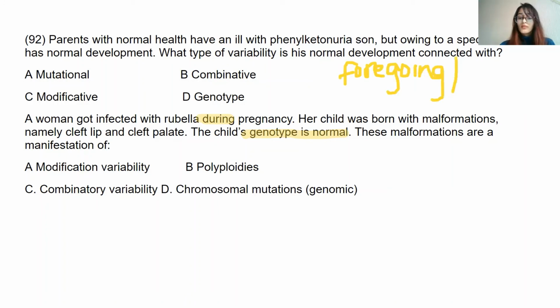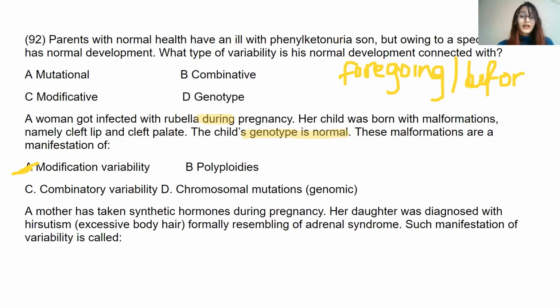So foregoing or before. If it is before pregnancy, there are some chances that the genes are not formed normally. So in that case, it could be heritable variability. But for now, in this question, it is a modificative variability because the genes are normal, but somehow due to environmental factors, she was born with these malformations. But these are not heritable because the genotype is normal. So non-heritable means modificative variability.